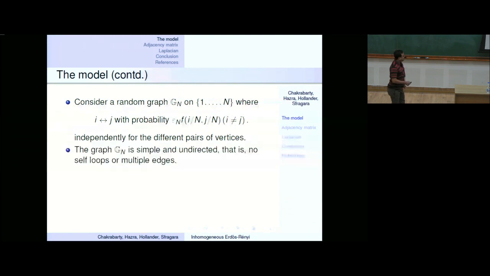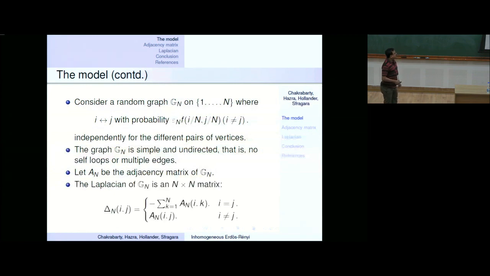So in other words, the graph that we get is simple and undirected. That is, there are no multiple edges or loops. And let A_n be the adjacency matrix of G_n. That is, there is 1 or 0 depending on whether there is an edge or not. The other matrix associated with G_n that I'll be interested in is the Laplacian, which is essentially the same as A_n except on the diagonals. Diagonals of A_n are 0 by definition, so on the diagonals I put the row sum. That's how I get the so-called Laplacian matrix.